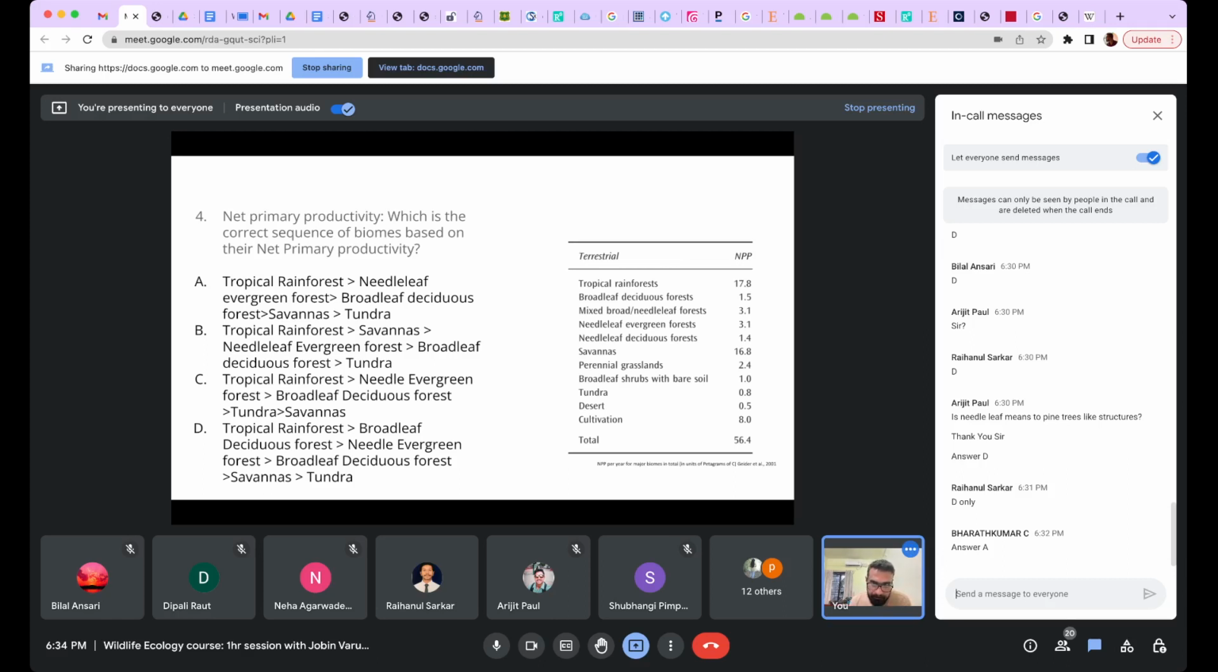I can't explain it, but this is a factual thing. NPP was calculated in 2001 by a scientist called Geider, and so B is the answer. Tropical rainforest, followed by savannas, followed by needle leaf evergreen forest, followed by broadleaf deciduous forest, followed by tundra. Is everyone okay with the answer?